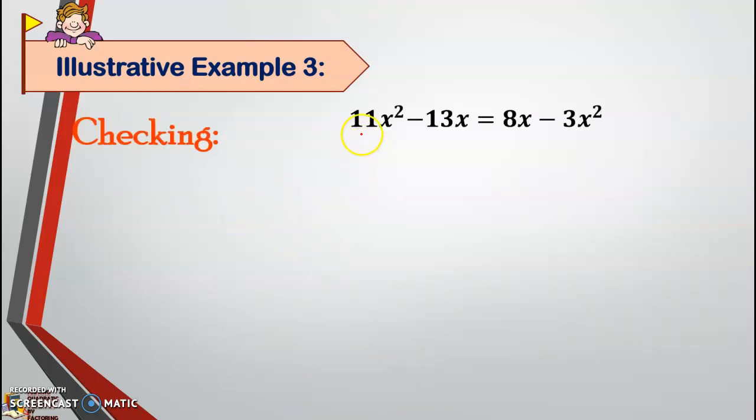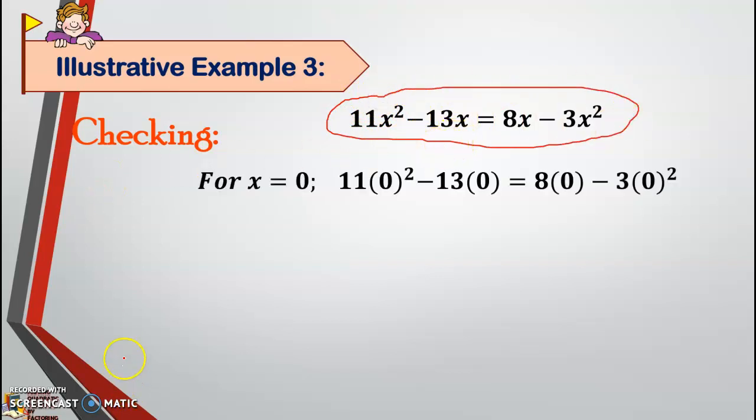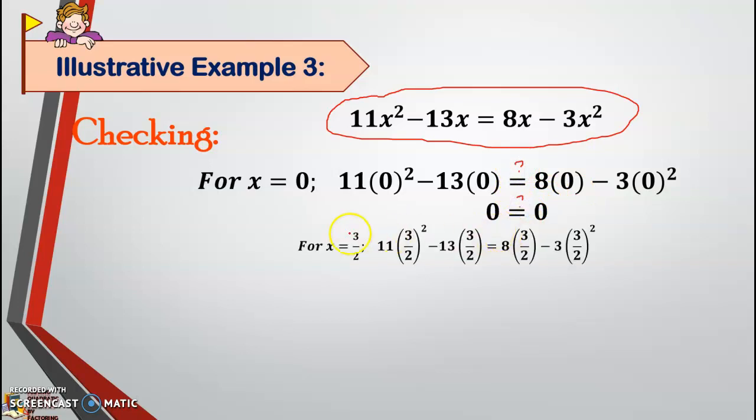Checking. So for the checking, you always have to use the original equation. Do not use the secondary equations. For x equal to 0, since all the terms contain x, if you substitute x on everything, it will just give us 0, right? And the next value, 3/2. So 11 times 3/2 squared minus 13 times 3/2 equal to 8 times 3/2 minus 3 times 3/2 squared.